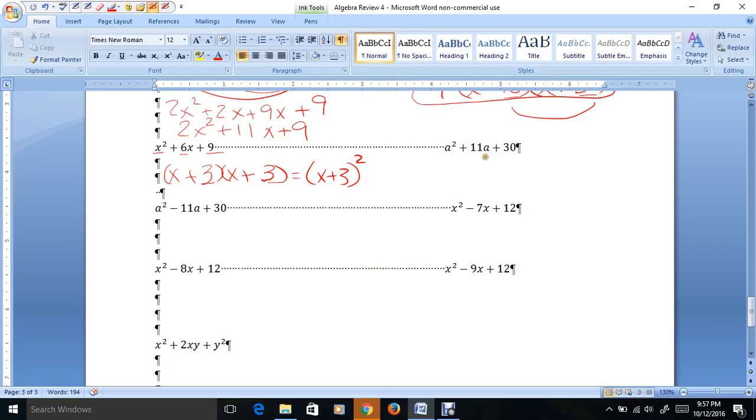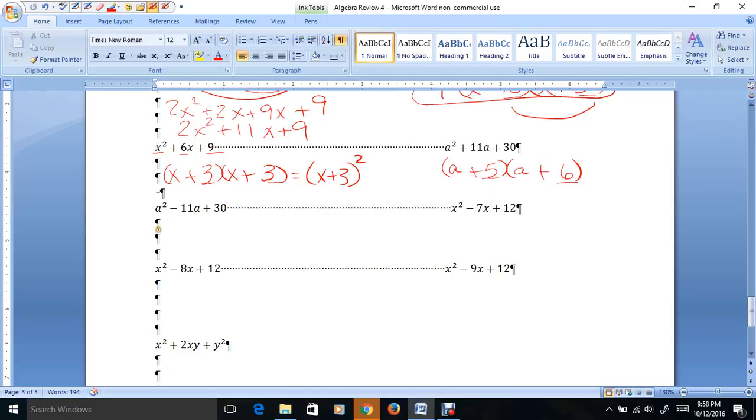Alright, here we've got a squared plus 11a plus 30. Again, we can just put two sets of parentheses because there's no common factors here. There's nothing for us to factor out to begin with. So we start with a and a to get a squared, and then we need to put two numbers here that multiply together to give us 30 and add up to 11. And that would be 5 and 6. 5 plus 6 is 11. 5 times 6 is 30. So that works out.